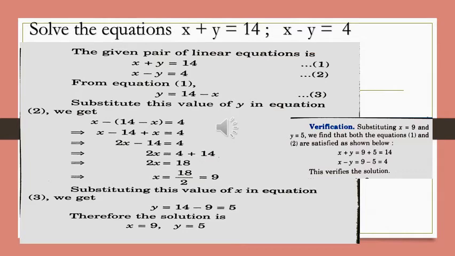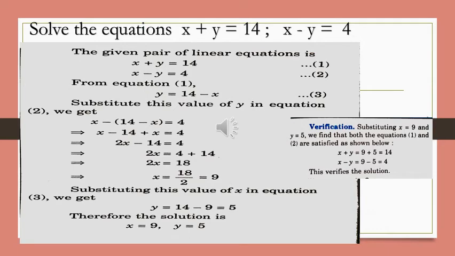Now it's very easy to calculate the value of y. Already we have calculated, see equation 3. y is equal to what? 14 minus x. And what is the value of x? x equals 9. So put x equals 9 in equation 3. We get y equals 5. In this way, by the substitution method, we get the solution, and the solution is x equals 9 and y equals 5.